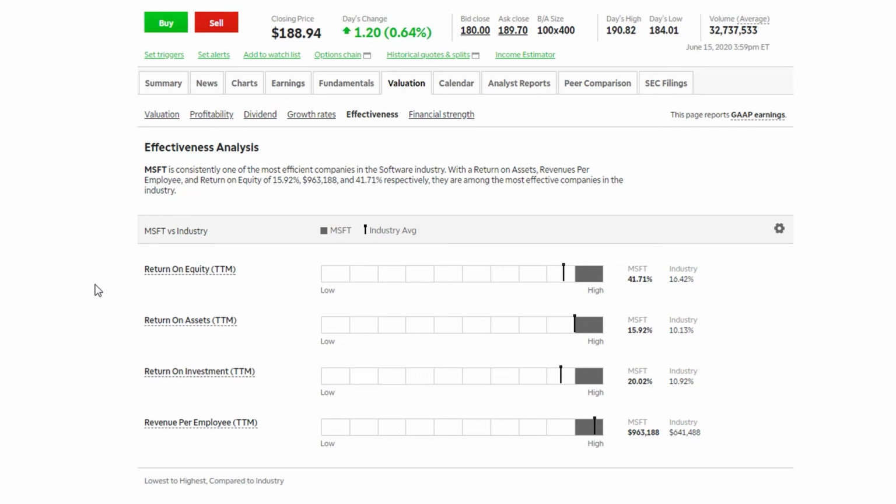So you can compare your investment to an industry average to understand if the company is performing better or worse than the industry. And ultimately, if a company is performing better than the industry, more times than not, that's going to be a better investment for the long term.